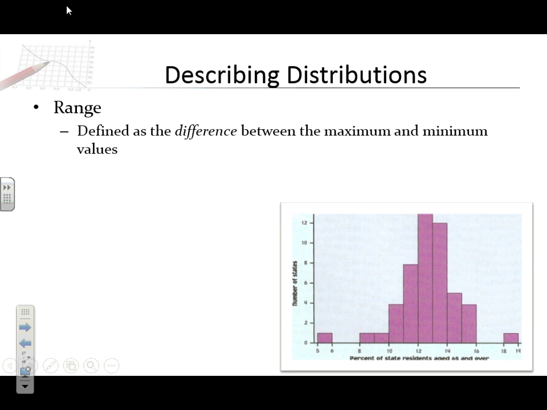Now, just like with center, there's two different scenarios you're going to run into. Sometimes you will have the actual data, in which case you can find the maximum and the minimum, subtract them, and find the range. Other times you might only be given a graph. So if we look at our original histogram from that first slide, we don't know what the values are here. We just have an idea of about where they fall. So when we calculate range here, we're just going to have to kind of estimate.